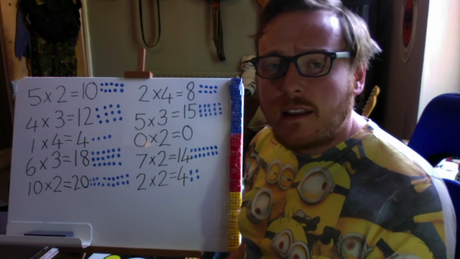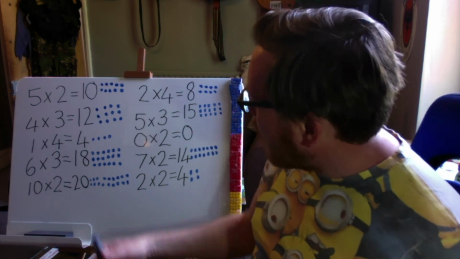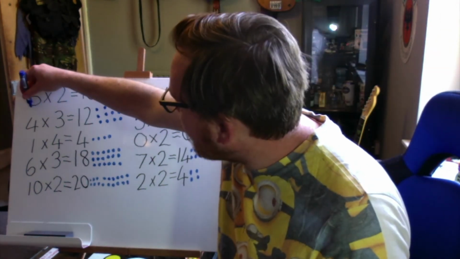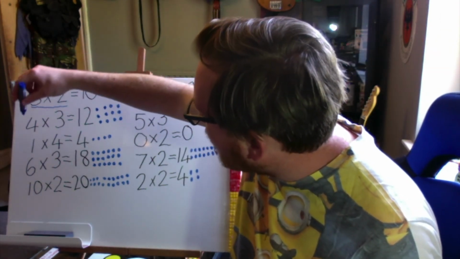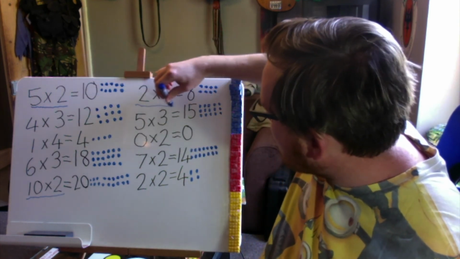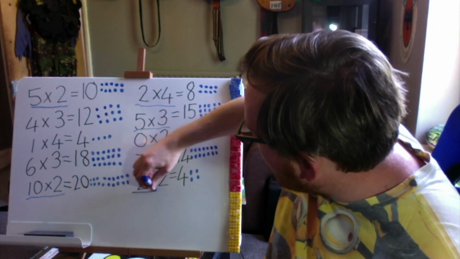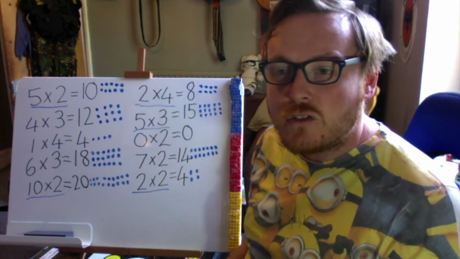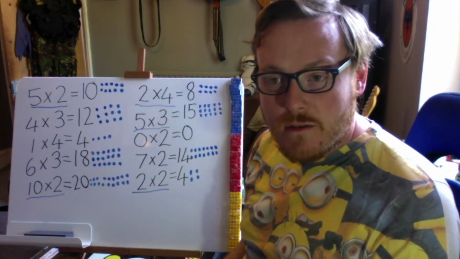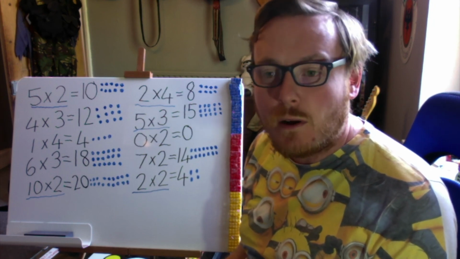And if you're finding it a little bit tricky, if they're a bit hard for you, I want you to have a go at this one, at this one, at this one, at this one, and at this one. So if you're finding them a little bit tricky, stop the video now, write those number sentences down and just have a go at those ones.